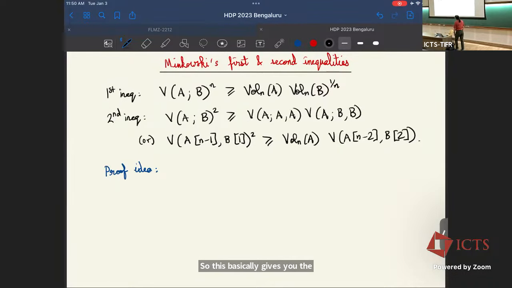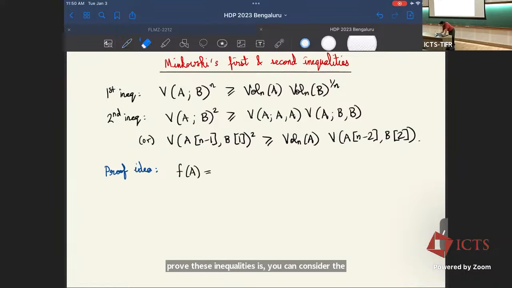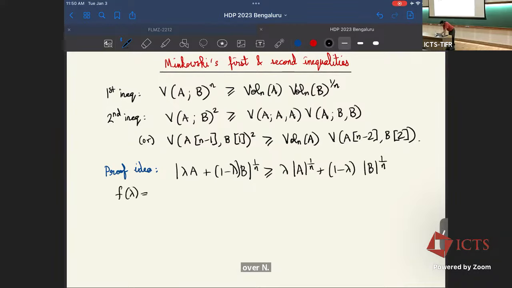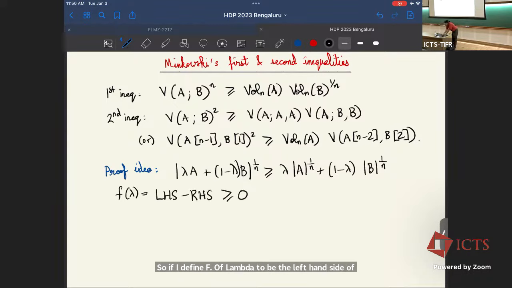And how do we prove these inequalities? The way that we prove these inequalities is you can consider the following function, and we're motivated to look at this by the Brunn-Minkowski inequality. So remember, I said that one way to write the Brunn-Minkowski inequality is to say that if I look at this volume, it's greater than or equal to lambda times the volume of A to the 1 over n plus 1 minus lambda times the volume of B to the 1 over n, right? So if I define f of lambda to be the left-hand side of this inequality minus the right-hand side, I know this is always greater than or equal to zero, right? And moreover, I also know that f of zero is zero.